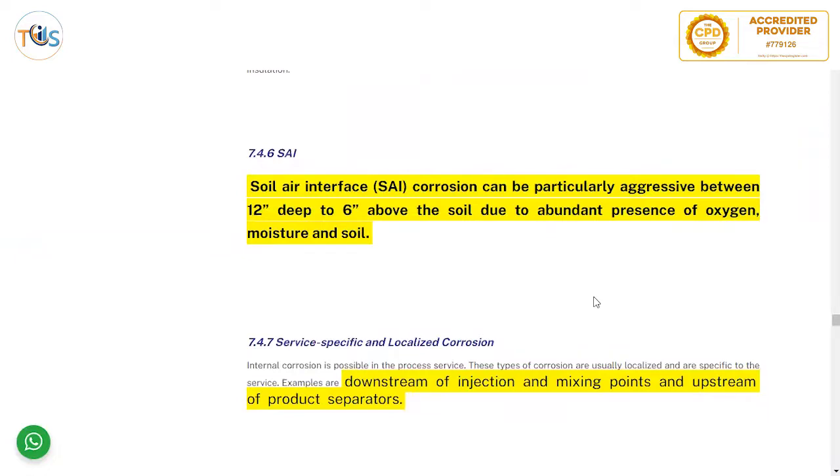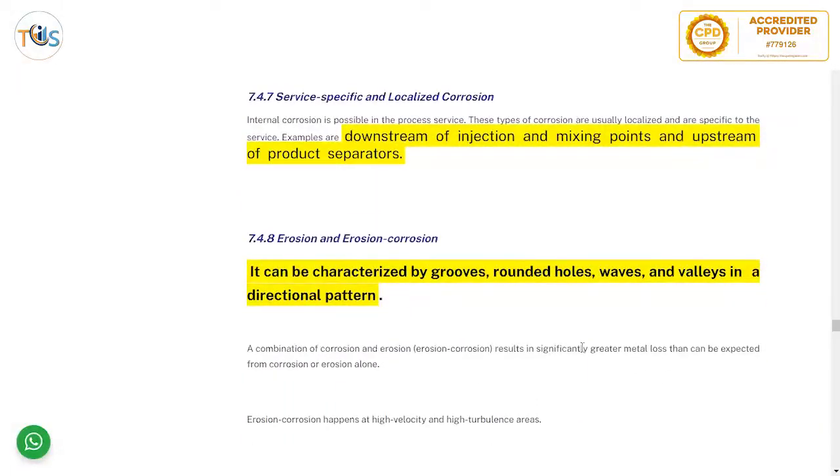Soil-air interface corrosion can be particularly aggressive between 12 inches deep underground and 6 inches above the soil, due to the abundant presence of oxygen, moisture, and soil. Internal corrosion is possible in process service. These types of corrosion are usually localized and specific to service. Examples are downstream of injection and mixing points and upstream of product separators.